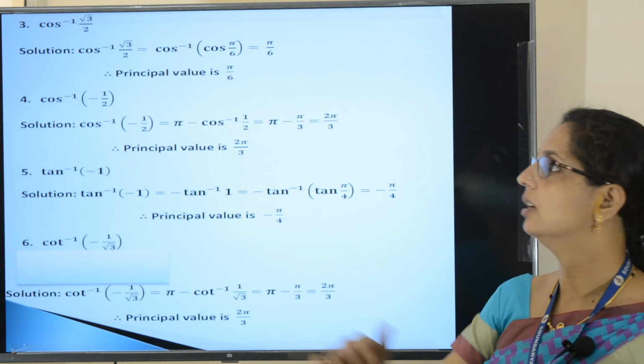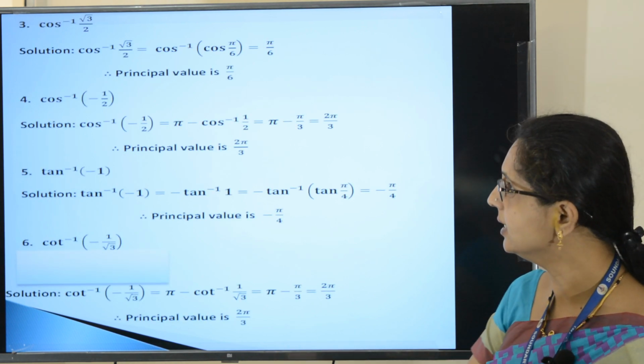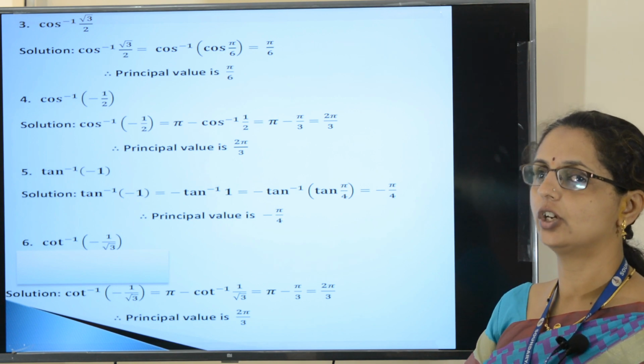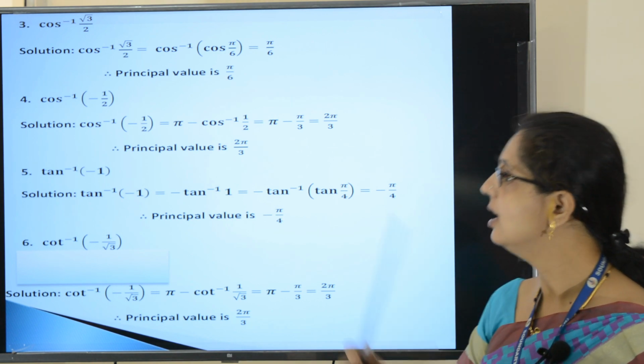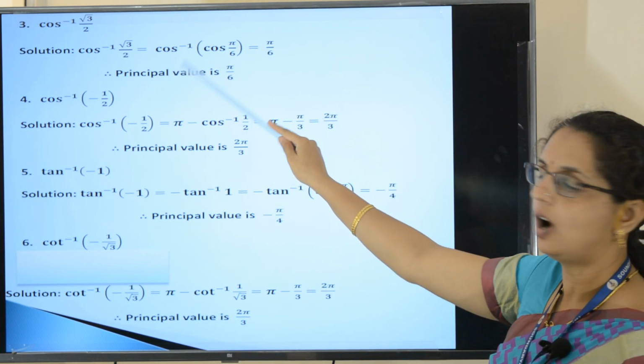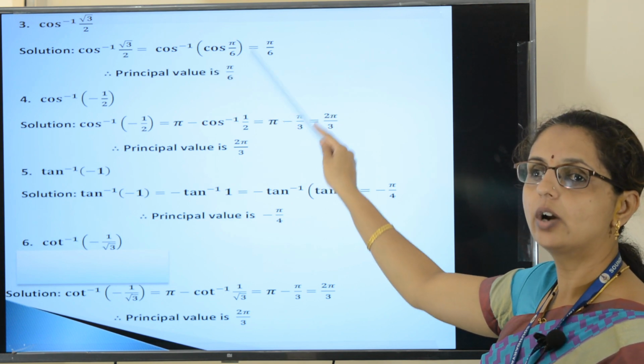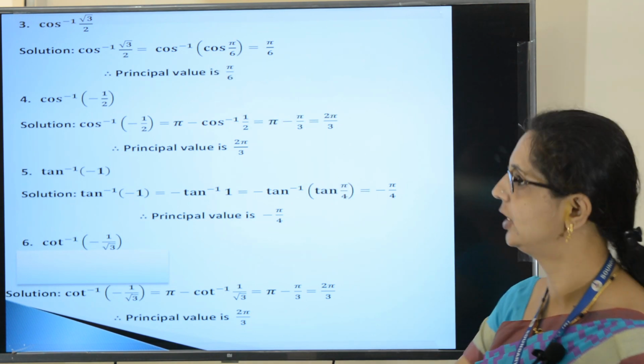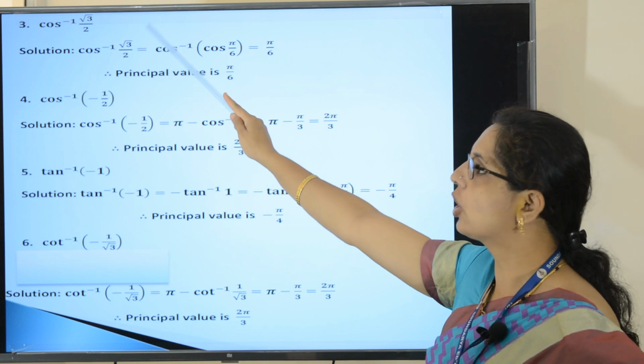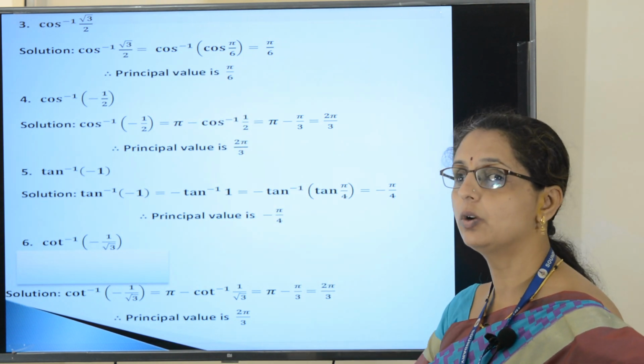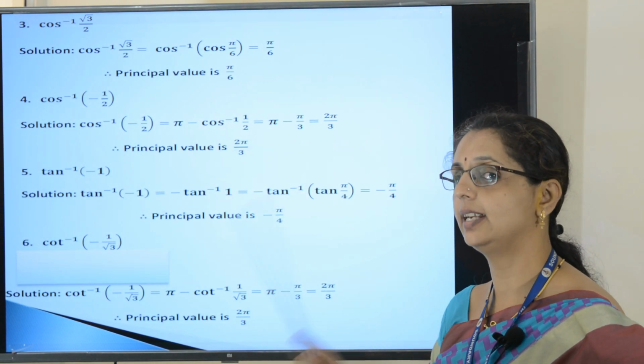Move on to the third problem. It is very standard. I have changed the solution a little. I have taken the second type of solution. This is also an easy one. How to do it? A little more directly in order to save our time. Third question, cos inverse of root 3 by 2. Root 3 by 2 with cos. Think like this.